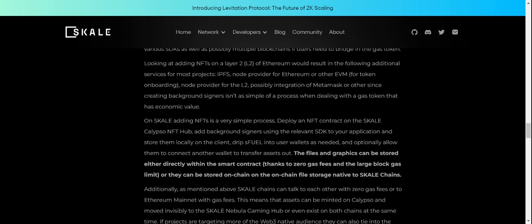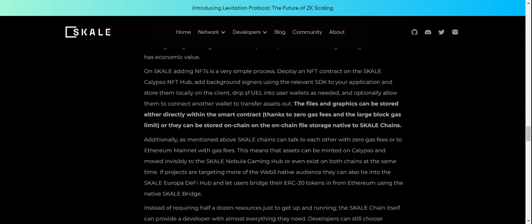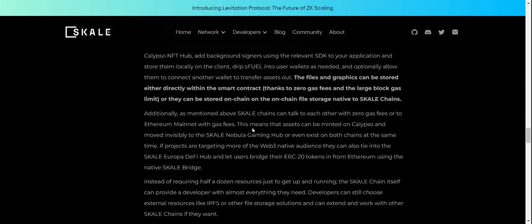The file and graphic e fit dey stored either directly within the smart contract or you fit store dem on the chain or on the chain file storage native to the scale chain wey dem dey.